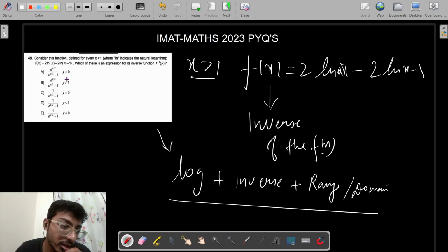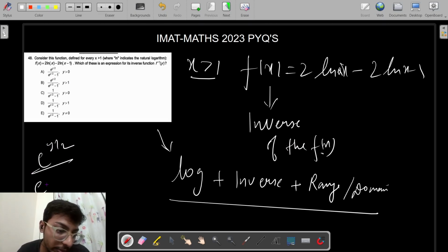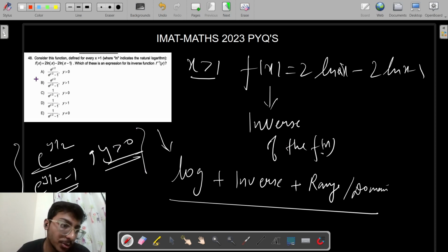So for this particular problem, let's come back to the original problem, where the problem says this is the inverse of the function. The inverse is e to the power y by 2 upon e to the power y by 2 minus 1, right? And your domain is nothing but y greater than 0. So your correct option will be option A.